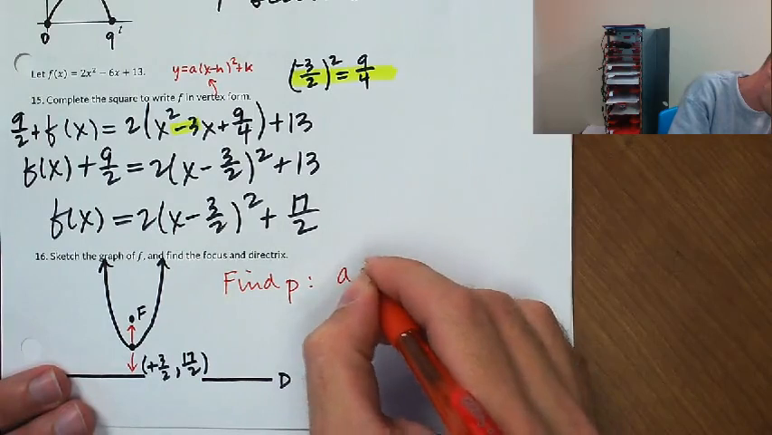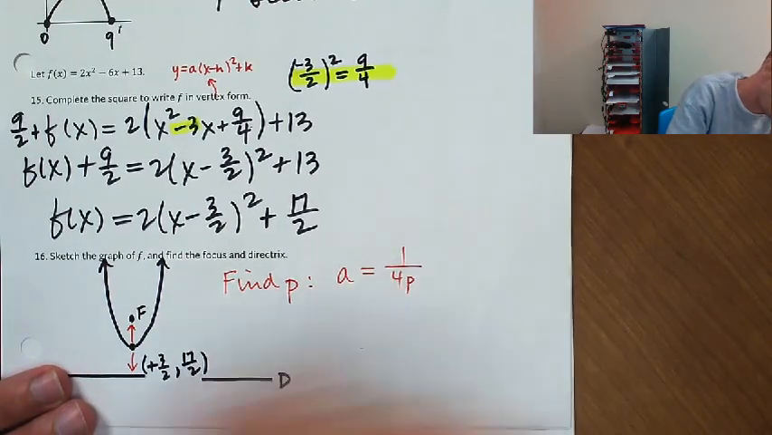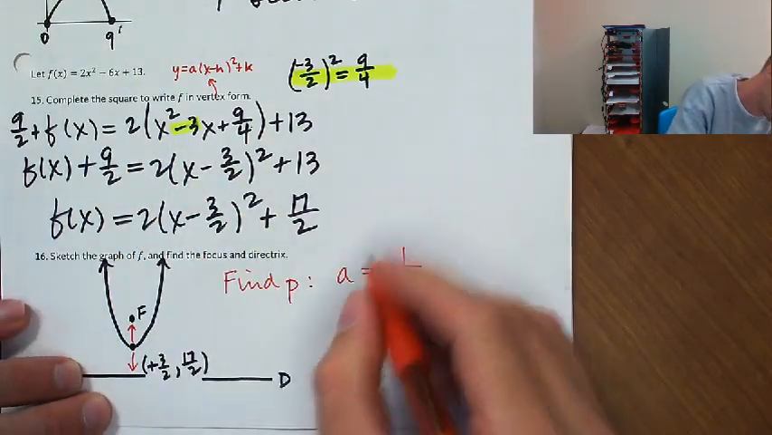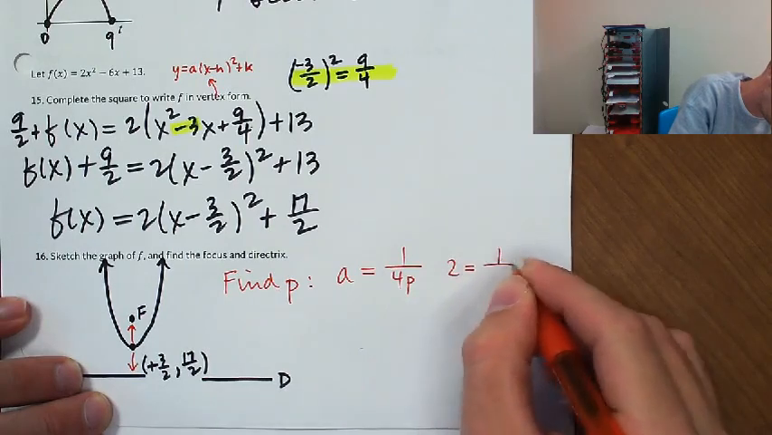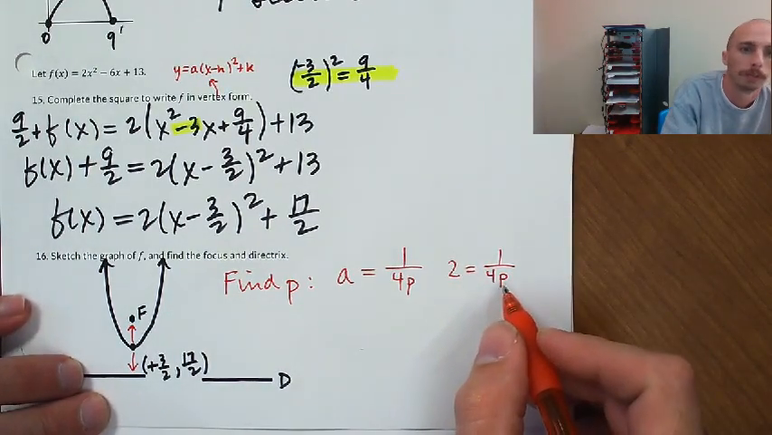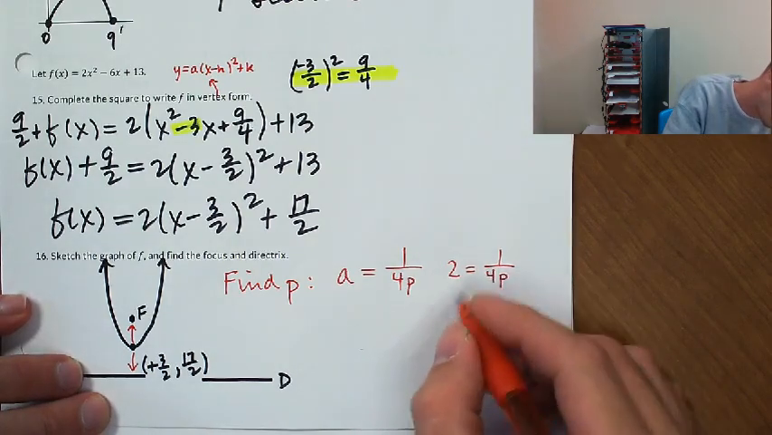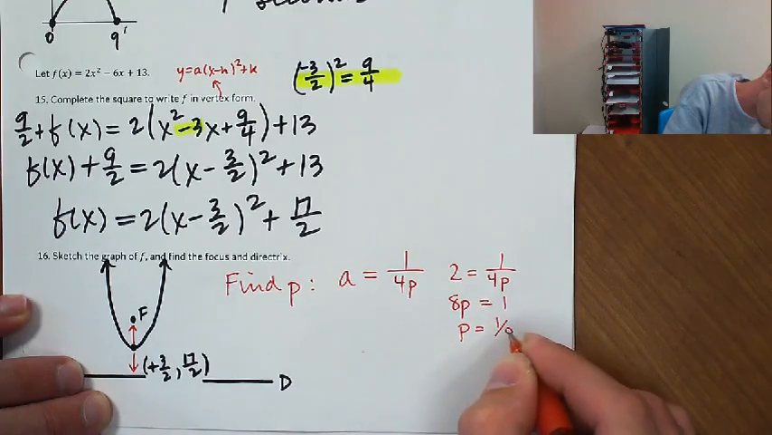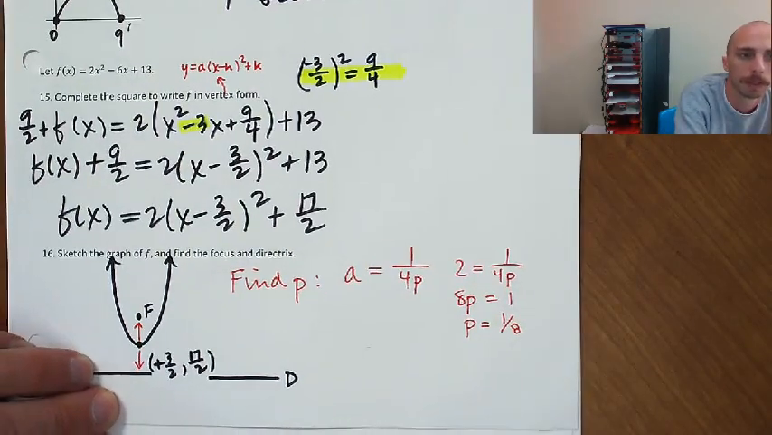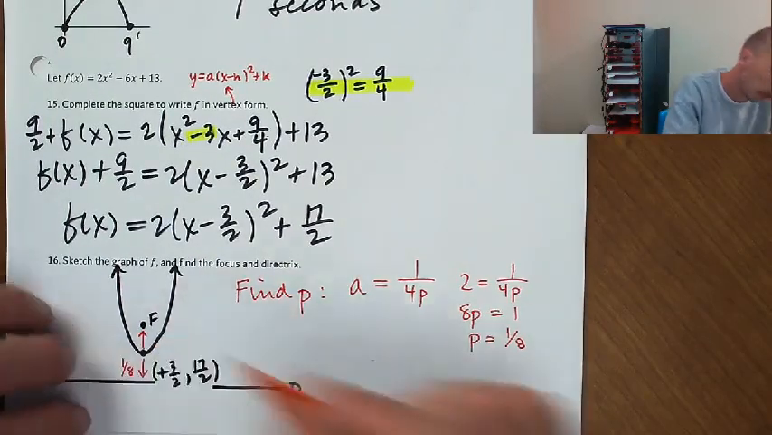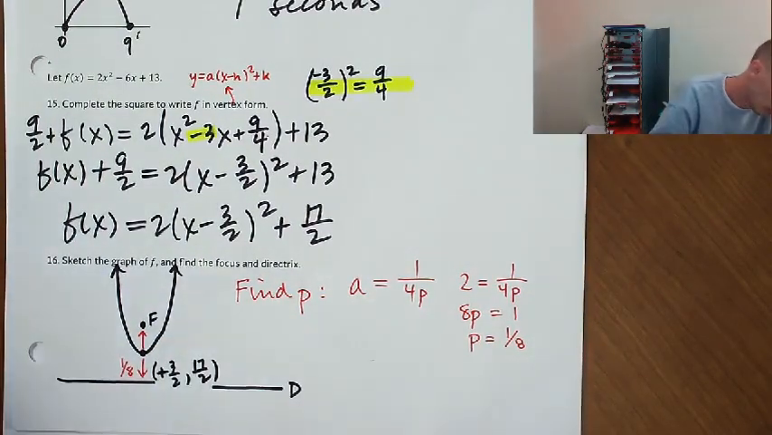And the formula is A equals 1 over 4P. And I've got A, the leading coefficient, it's 2. So 2 equals 1 over 4P. If you're not sure, multiply both sides by 4P. So 2 times 4P would be 8P equals 1. And P is 1/8. So that's a distance of 1/8 there, and also a distance of 1/8 up there, but it's a little crowded. I'm not going to get into that.